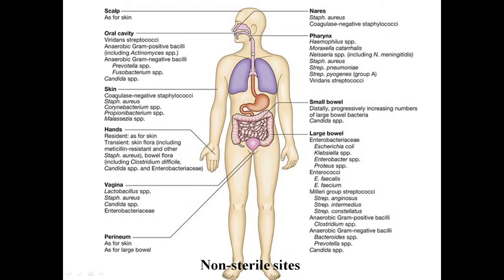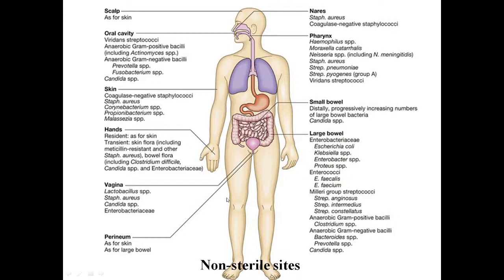Trachea consists of few microorganisms, just few. Bronchus and lungs are sterile. Oral cavity is non-sterile. So it consists of viridans streptococci, then some anaerobic gram-positive and gram-negative bacteria, Candida.